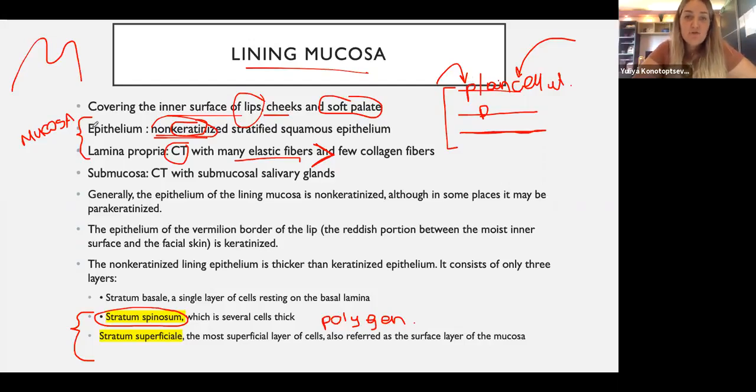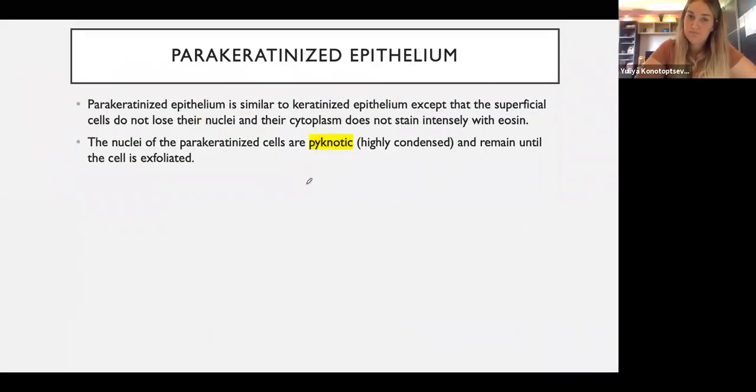Okay, so epithelium understandable, lamina propria understandable. This will for sure be asked in the self-control test. They're going to ask you which epithelium is in the lining mucosa, and what fiber is dominant in the lining mucosa. Again, elastic is the dominant one, hence I can stretch my tissue apart. This mucosa is attached to the submucosa, which is just normal connective tissue that possesses submucosal salivary glands. Nothing interesting, so we move on.